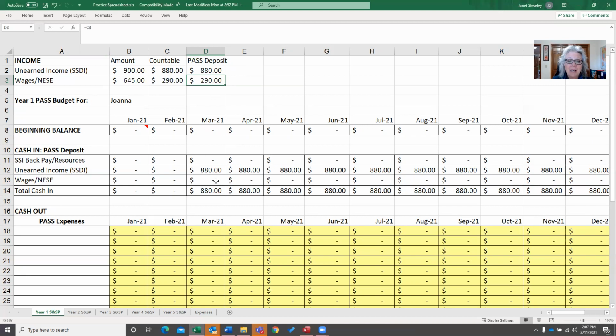So let's assume she is going to contribute that each month, because if she doesn't contribute that $290 from her wages, her SSI will be reduced by $290. So it's a use it or lose it deal.